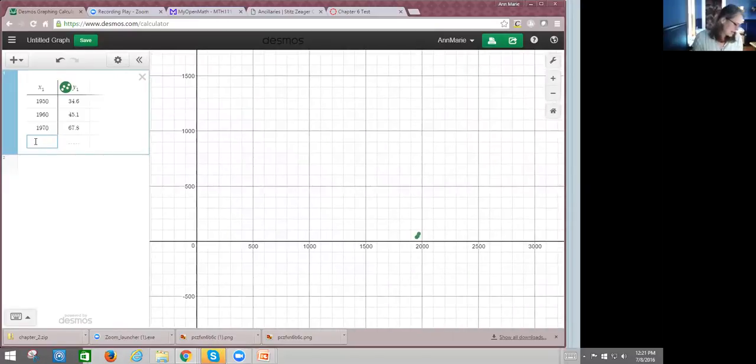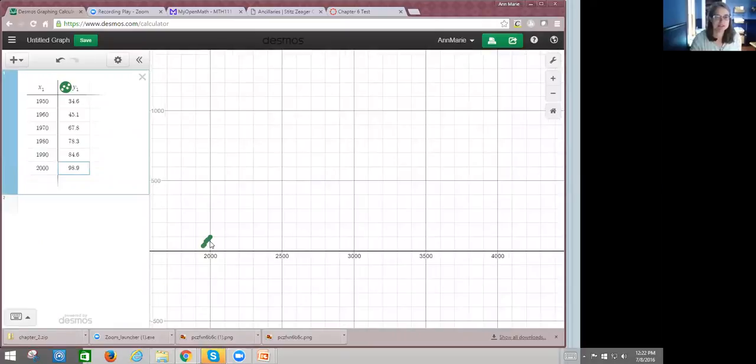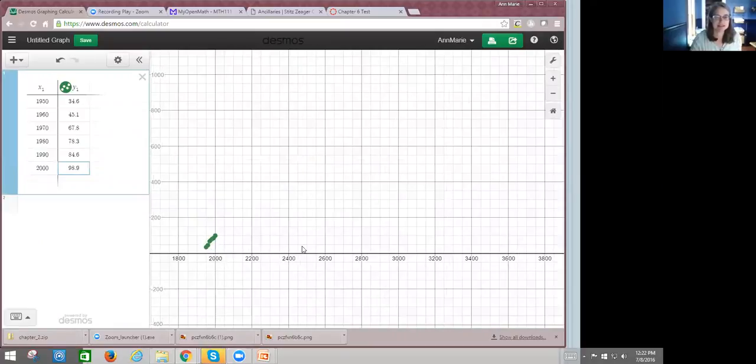Okay. 1980, we used 78.3 quads. 1990, 84.6. 2000, 98.9. If we plot that, we need to zoom into this region right here in order to make it make any sense.